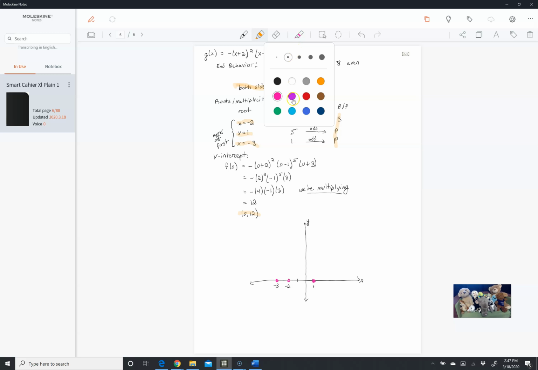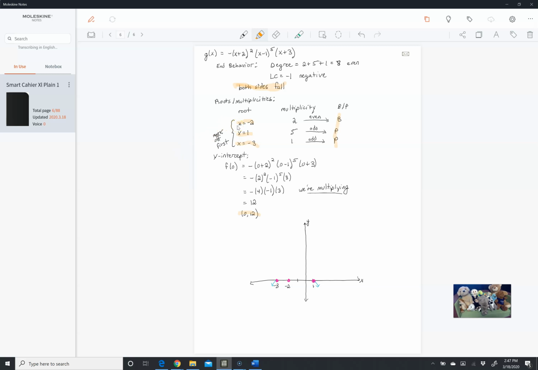So let's mark off the end behavior. We could do that in green. Now we know that we're falling on both sides. So on this side, we're falling. Again, we're doing this lightly because we don't know for sure yet if we're going to be passing or bouncing at these points. Now we could do the passing and bouncing.